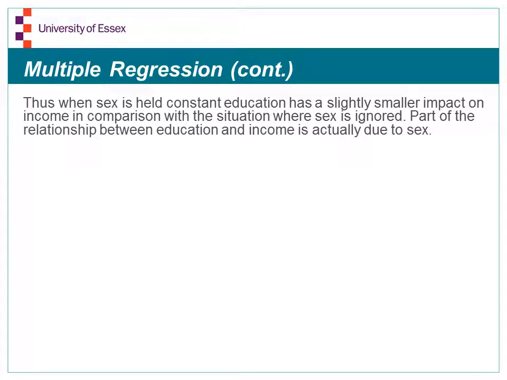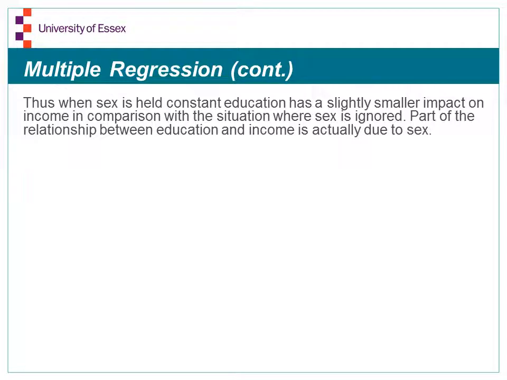So what that's telling me is that when someone's gender is held constant, education has a slightly smaller impact on income in comparison to the situation where gender is just completely ignored. So this tells me that part of the relationship between education and income is definitely coming from a person's gender.